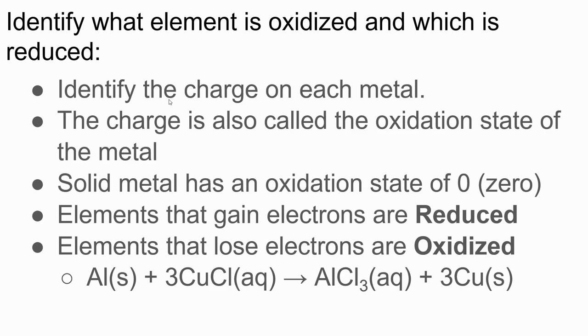The other way you can look at this is if the oxidation state is increasing, you're losing electrons, that's oxidized. If you're going from 0 to +3, you are losing electrons, that's oxidized. If you're going from +3 to 0, then you're gaining electrons, that's reduced. So let's look at an example. Here, this is aluminum solid. If you have a solid metal, that's going to have an oxidation state of 0.